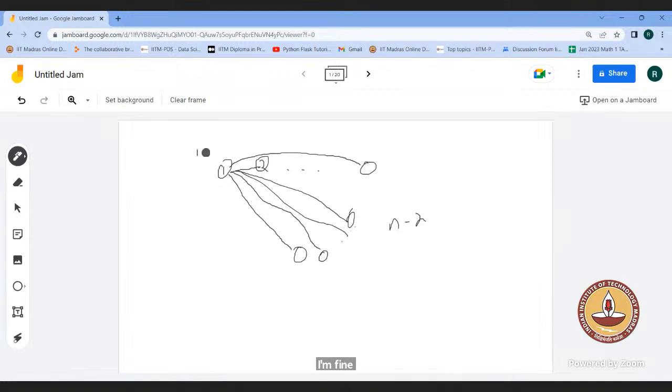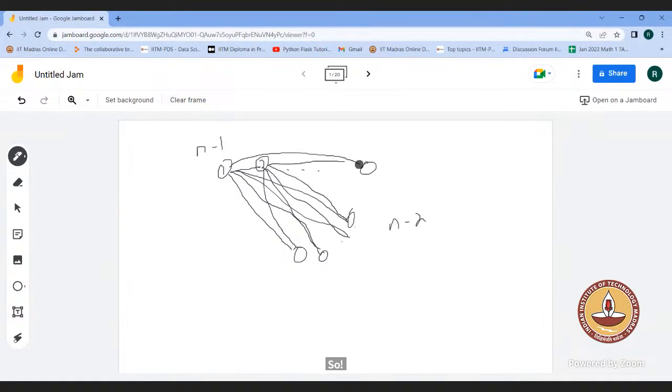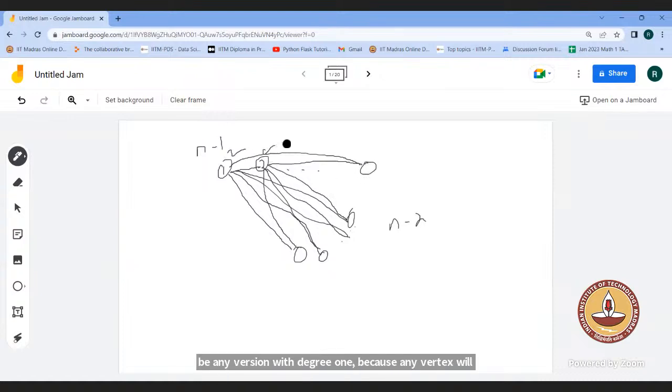So this has degree n minus 1, and 2 also has degree n minus 1, so it is also connected to every other. So from this itself, we can see that there won't be any vertex with degree 1, because any vertex will be connected with 1 also, and any vertex will be connected with 2 also. Therefore, it must have minimum of degree 2, right? So it can't be 1. You're getting my point? So that's what the third statement is.